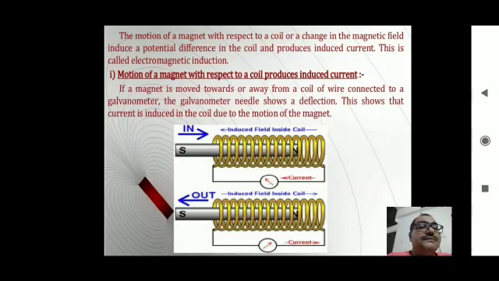It means that, students, here a coil is there and we either insert a magnet or take out the magnet. This shows that current is induced in the coil due to the motion of the magnet. It means that we can see the movement of the galvanometer. Here we have to attach a galvanometer, and we can generate the current with the help of a moving object, and the galvanometer needle deflects.